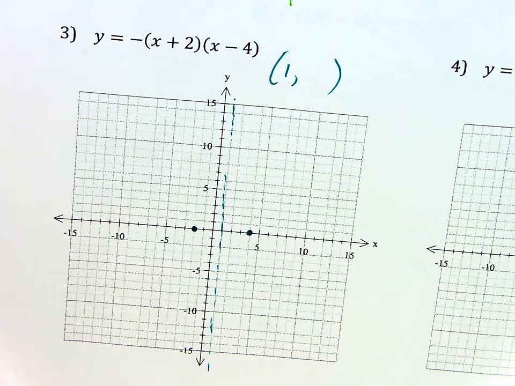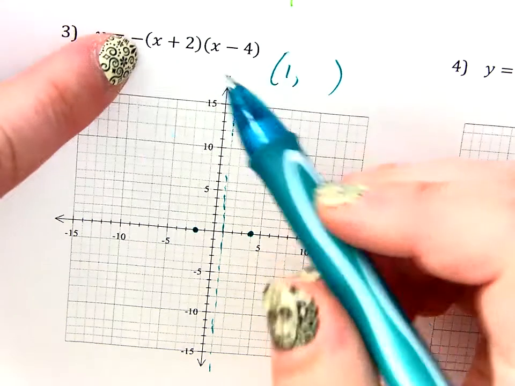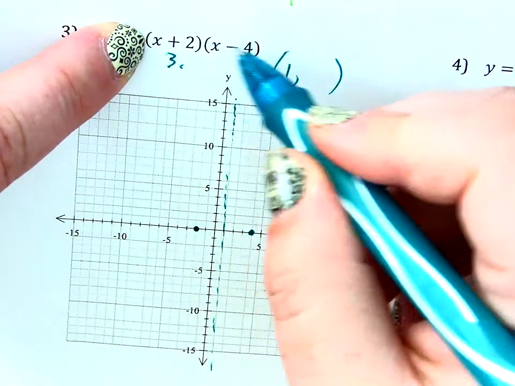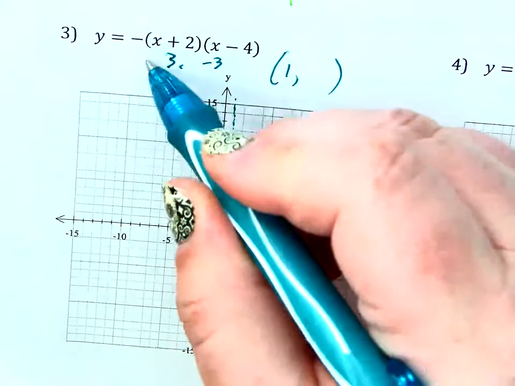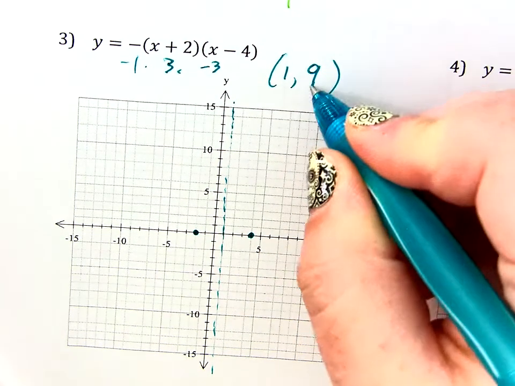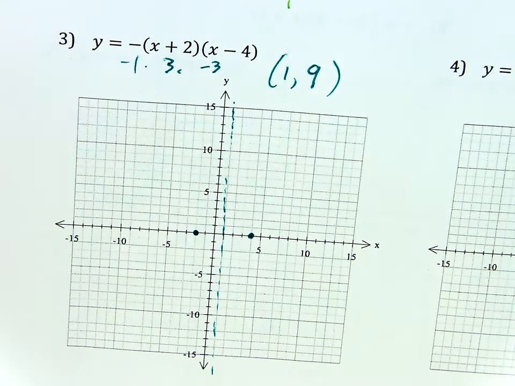Would you distribute the negative first? You can, but I probably wouldn't. So if I'm going to do it, I would just plug in 1. So that's 3 times 1 minus 4 is -3. And then I would just times the whole thing by -1. So I would get that. Did you get that?